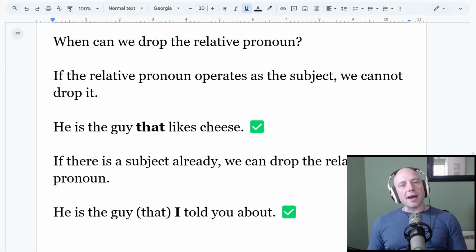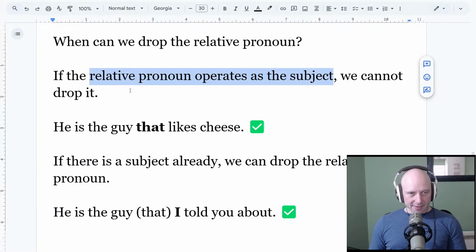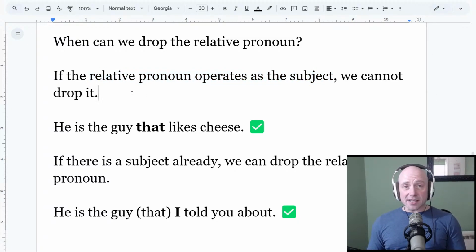You may know that with relative clauses, we can sometimes drop the relative pronoun. So basically, if the relative pronoun operates as the subject, we cannot drop it. This is because in English, every verb needs an explicit subject almost all the time. That's one of the strongest grammar rules in English, that the verb needs a subject explicitly.